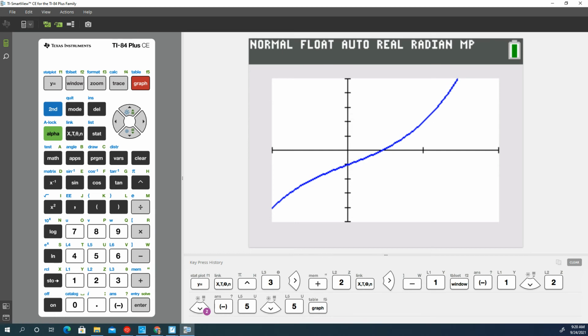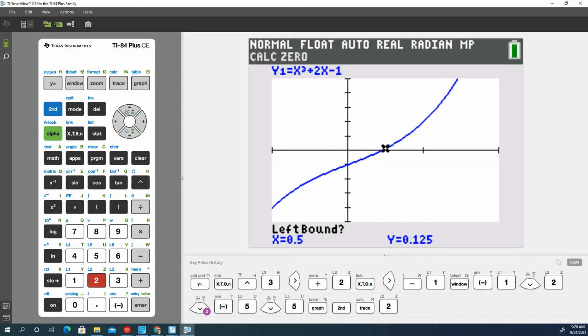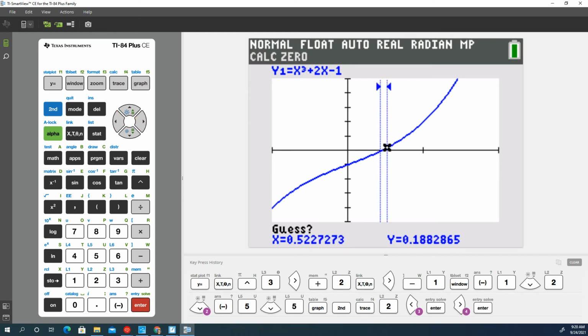All right, we can calculate that with second calc. We want to find a 0. Left bound, just get to the left of that x-intercept, hit enter. Right bound, enter. Guess? Yes. That 0 is about 0.4533.